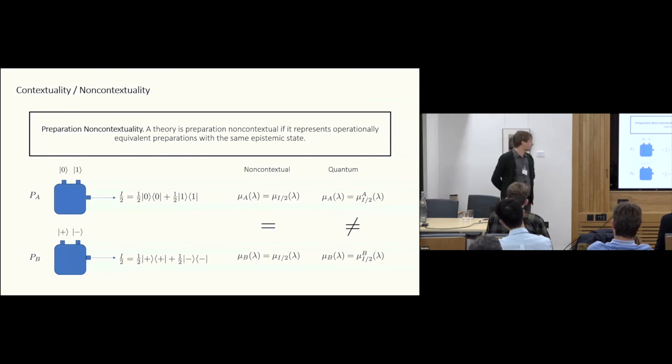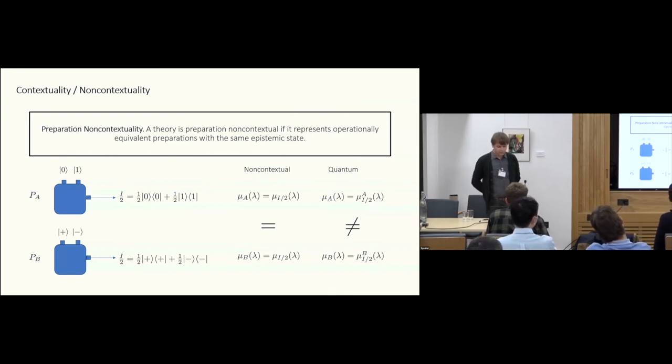So the definition here of preparation non-contextuality is that a theory is preparation non-contextual if it represents operationally equivalent preparations with the same epistemic state. So as one example here, we can look at different preparations of the maximally mixed state. So either probabilistically preparing state 0 or 1, or alternatively doing the same with the states plus and minus. And so as we all know, in quantum theory, these have the same representation, the I over 2.